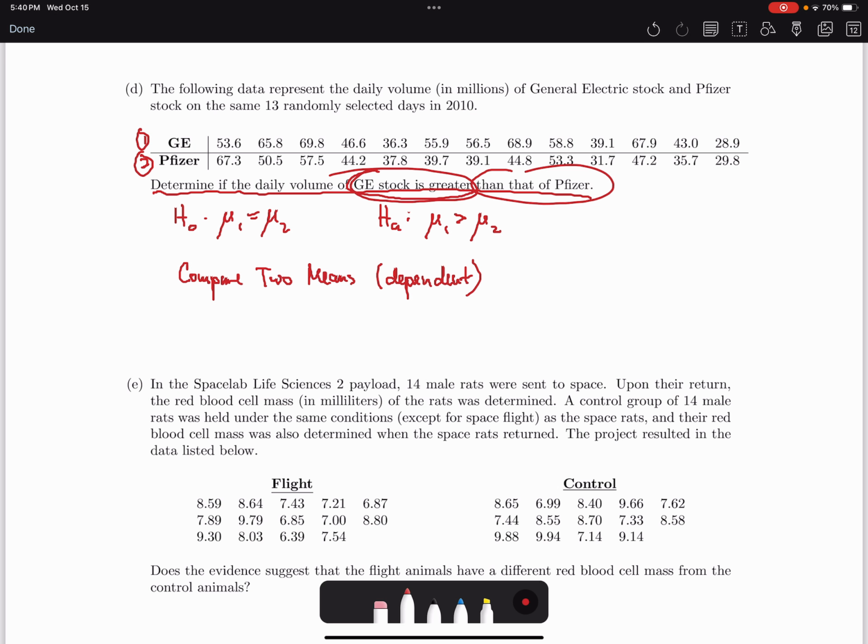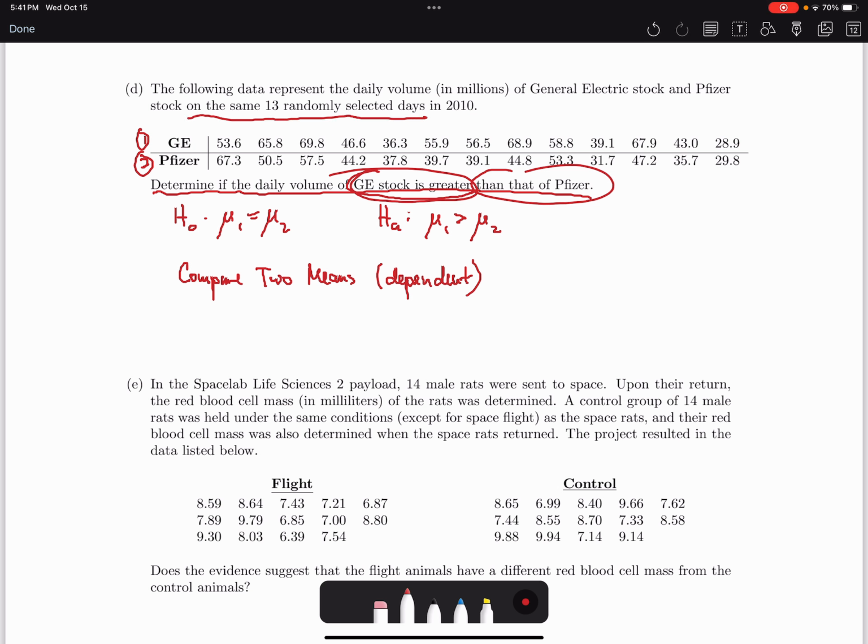But now here's something that's a little tricky. When you're comparing two means, you have to decide if the samples are independent or dependent. And in this case, the samples are dependent, okay? Because we have matched pairs. The reason I know that is because the numbers in this chart are the daily volume of GE and Pfizer stock on the same 13 days.